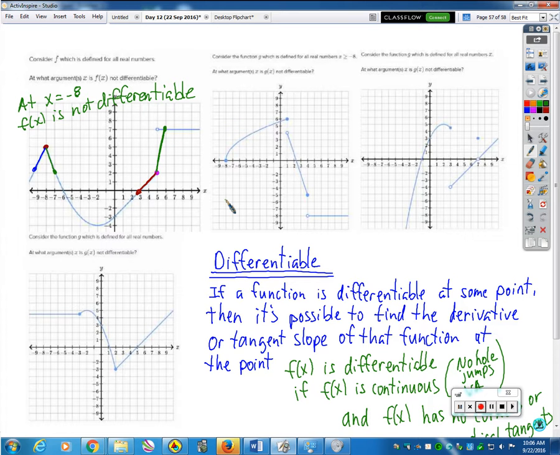Does anyone not see that no matter how close this point gets to that point, and this one gets that, those two secant slopes will never match? So the function is not differentiable at x equals 4 either. So at x equals 8, x equals 4, f of x is not differentiable.